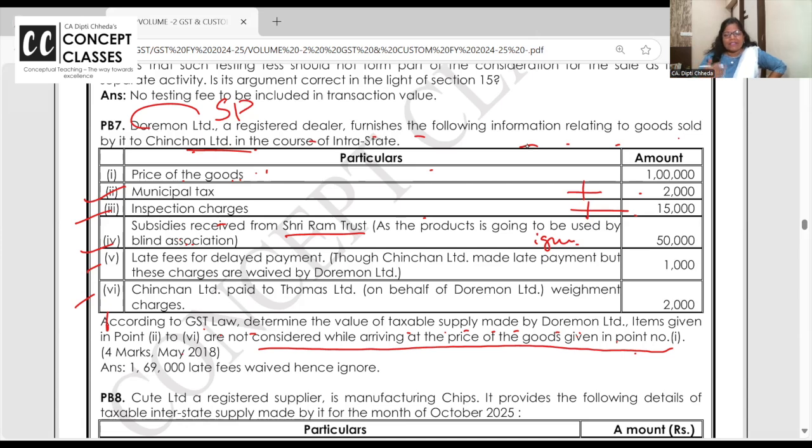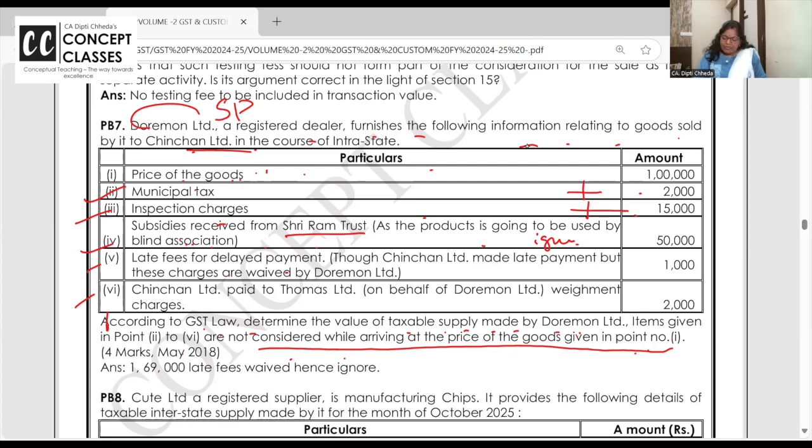Otherwise, I could have completed this in 30 minutes. Ma'am, sometimes you are adding subsidy, sometimes you are ignoring, right? They are saying this 50,000, why do we need to ignore it? Because this subsidy is received, but it is not included in the list price. This is not included, so it is to be excluded. If it was included, we would have deducted it; this is a subsidy from a private trust, not allowed.